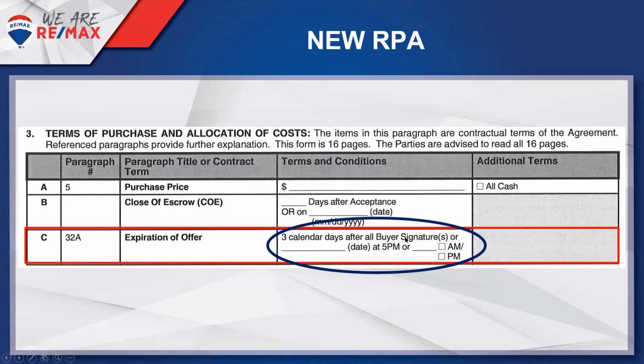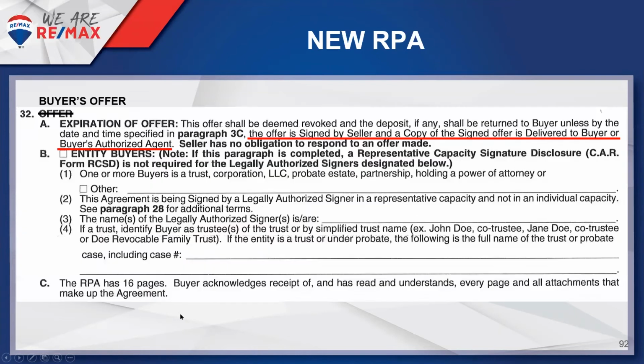See how that would be? So day 1 would be the next day after the date of the last buyer signature. Okay, if the offer is signed by a seller, a copy of the signed offer is delivered to the buyer or the buyer's agent. It expires unless this is accomplished. If this is not accomplished in that 3-day window, then it expires.